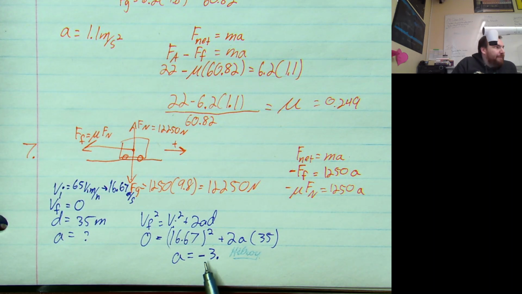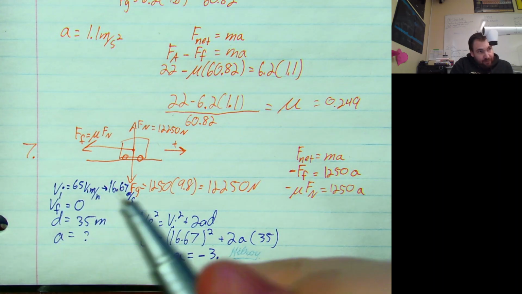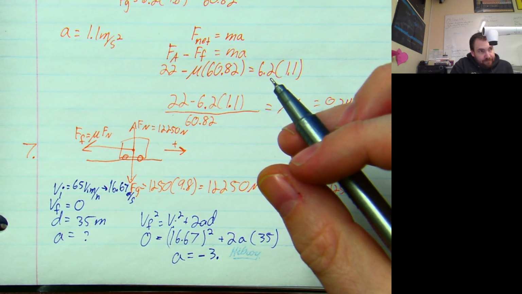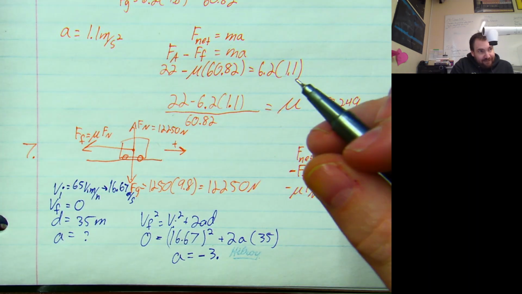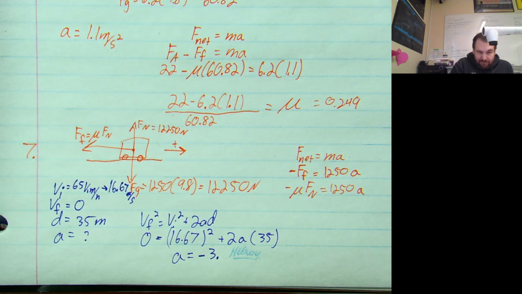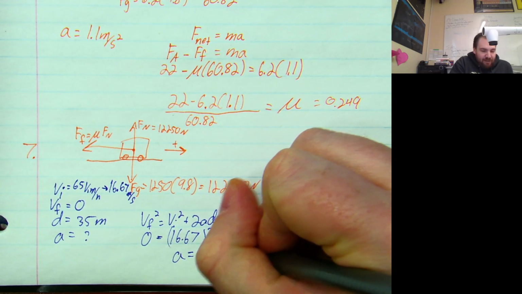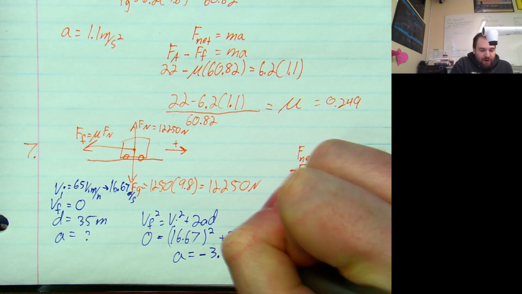Negative 3 point what? 3.9797. I'm getting 3.96 now. 3.96 what? Exactly? No, it's 3.9841. So, 3.97. Thank you. Got to round properly, Connor.